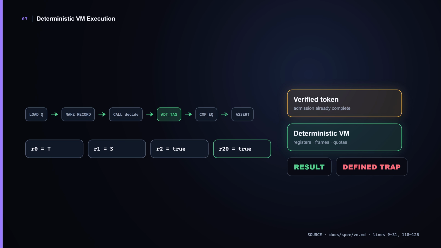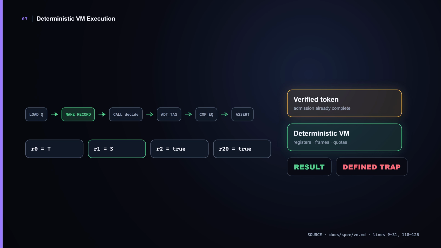This does not mean every admitted program must succeed. An admitted program can still exhaust a quota, fail an assertion, or encounter another defined runtime trap. What matters is the boundary between failure classes. A verifier rejection says the artifact was not admitted. A runtime trap says an admitted execution encountered a defined failure. Keeping those categories separate makes traces and tests easier to reason about.